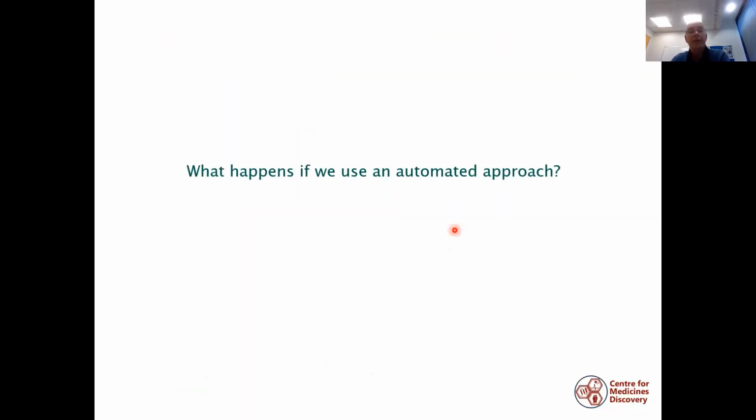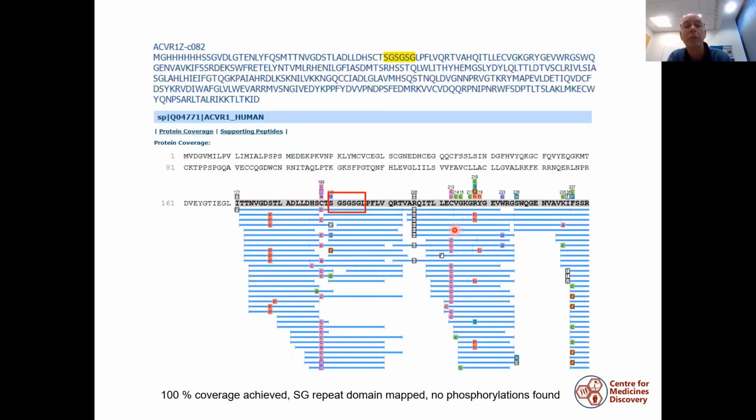Okay, so that's our targeted phosphorylation approach, where we use in-depth analysis on a single protein, or in this case 3 proteins together. But what happens if we use an automated approach? Well, we know the answer to that question because we sent these samples off to a different lab where they used an automated approach, and this is what we got back.